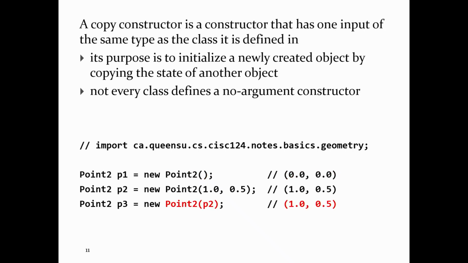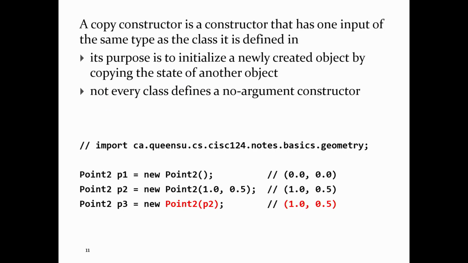Okay, the second notable constructor that occurs in Java is something called the copy constructor. So the copy constructor is the third example here. It's a constructor that has one input, one argument. The type of the argument is the same as the name of the class. And so that third constructor takes in another Point2 object. So the type of p2 is Point2, the same as the name of the class. And so the purpose of the copy constructor is to copy another object.